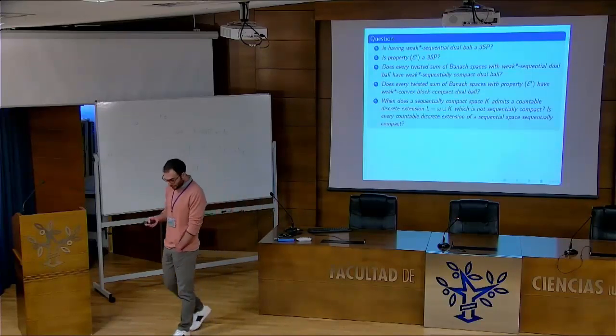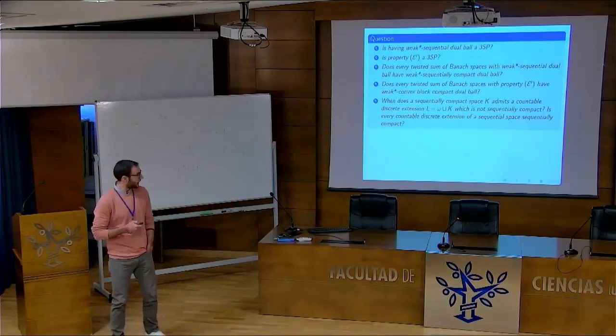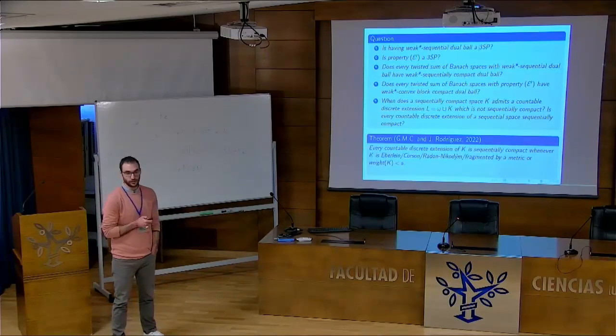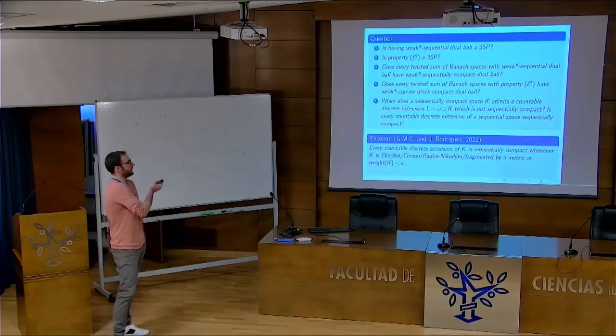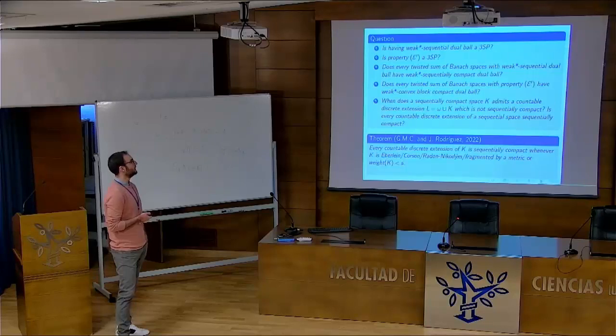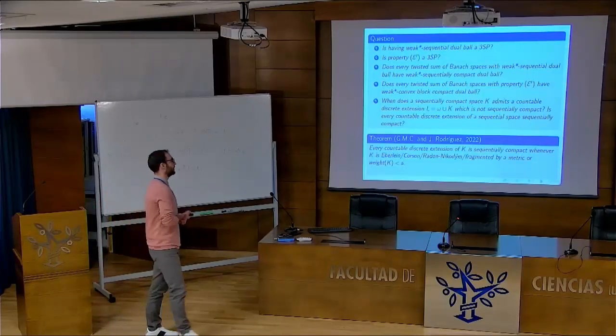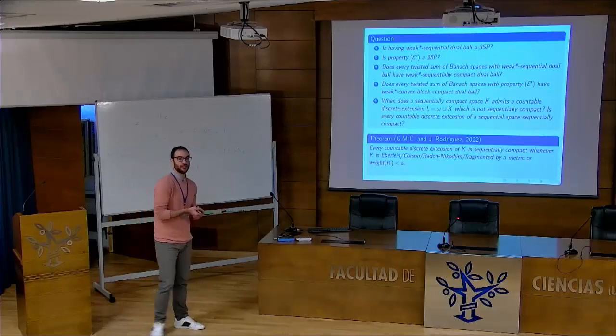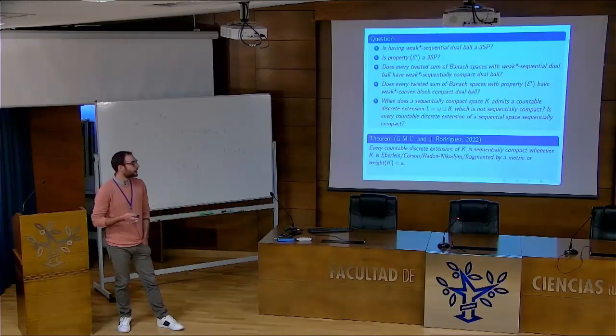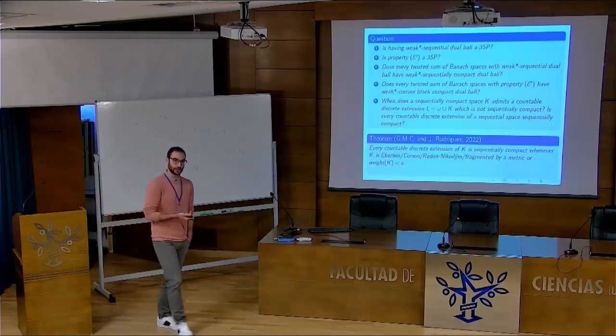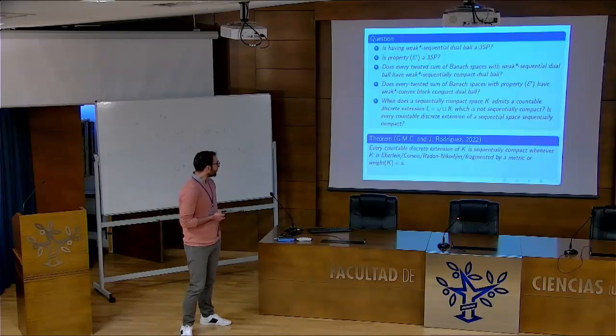And well, this is more or less related to a recent result of José Rodríguez and I, where we showed that in general, if K is Eberlein, Corson, Rosenthal compact, or metrizable, or its weight is small in the sense that it is smaller or equal than the splitting number, in all these cases, any countable discrete extension is sequentially compact. Okay? So the problem is that all these cases are not covered in the case of sequential spaces.